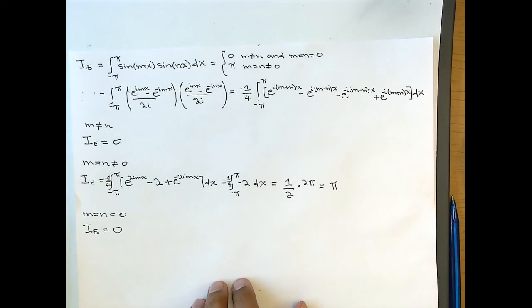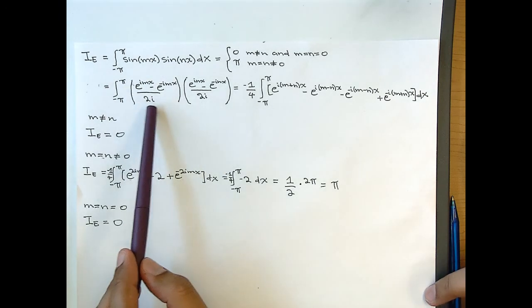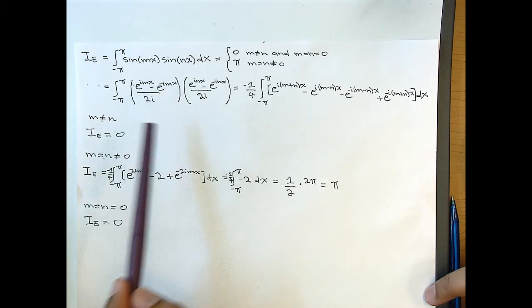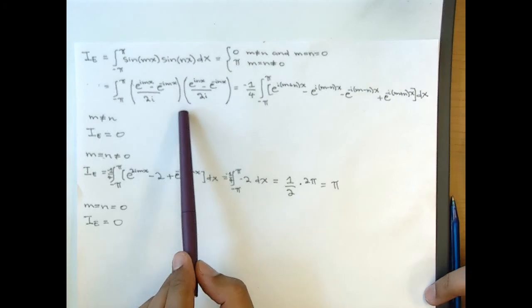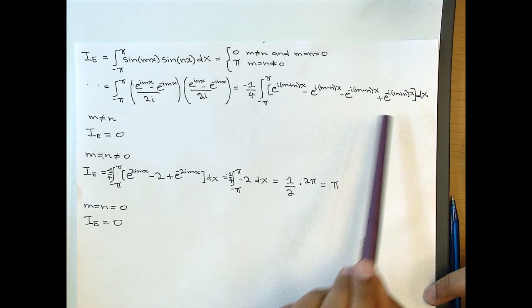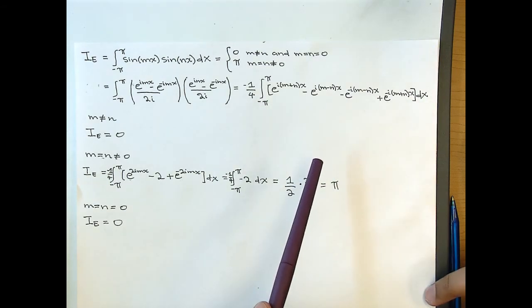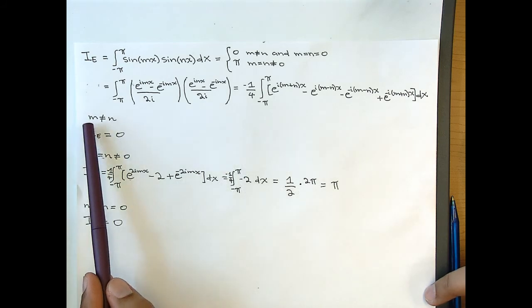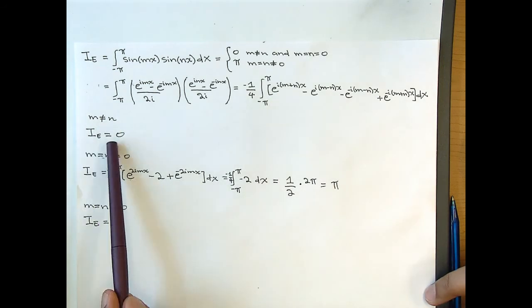And finally, this is the last integral. Once again, we will write this using the Euler identity. We write the sine of mx and the sine of nx using the Euler identity, we multiply this out, and this is the integral that we get. We look at it by case. For m not equal to n, all of these integrals will go to 0.